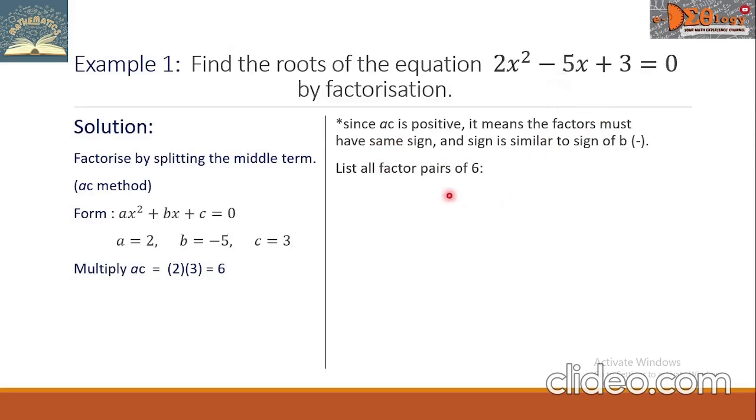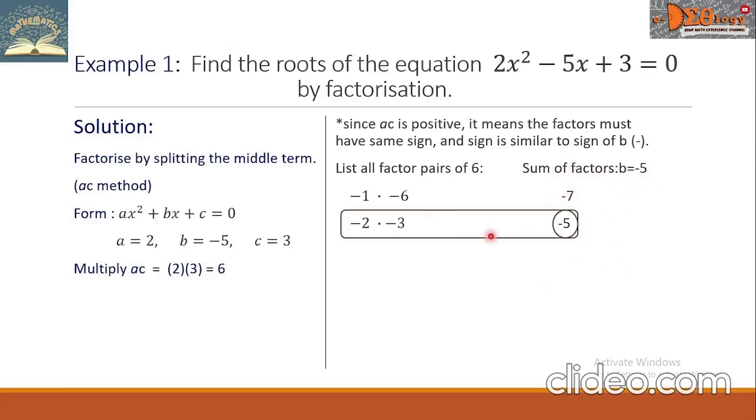Therefore, the factor pairs of 6 are negative 1 times negative 6. This is the first pair. Second pair, negative 2 times negative 3. Then we get the sum of the factors: negative 7, negative 5. Then we look for the value of b, negative 5, in this column. We can see that negative 5 is here. So it points to the factor pair negative 2 and negative 3.